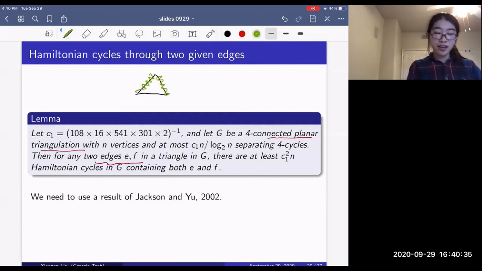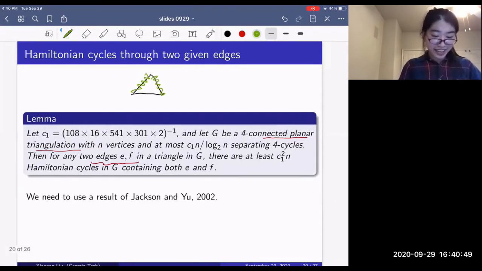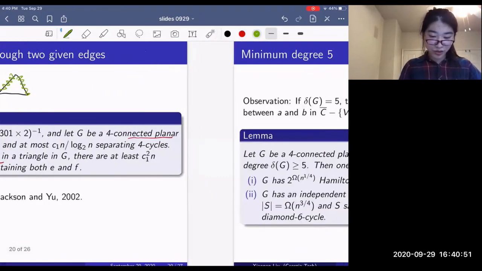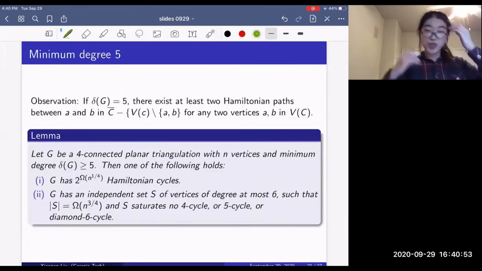Also in the proof, we need to use a result of Jackson and Yu in 2002. But I don't have time to complete it, so let me just go to the next case. The next case is minimum degree 5.